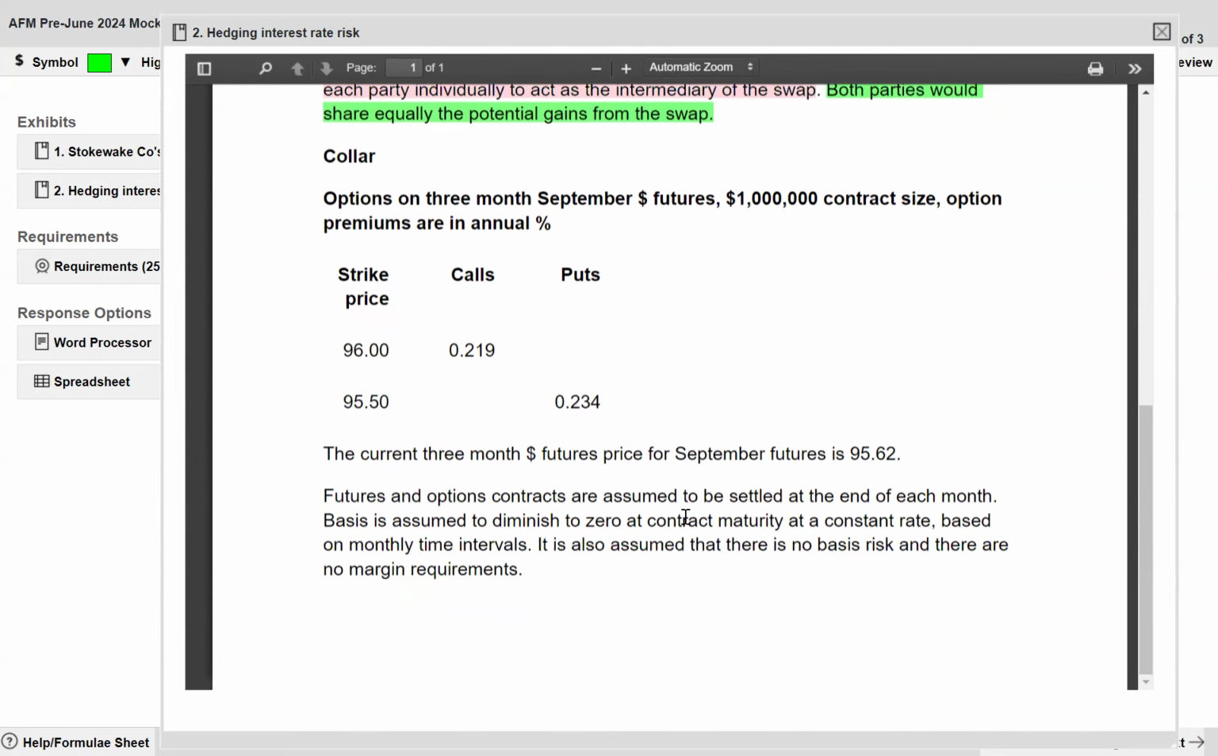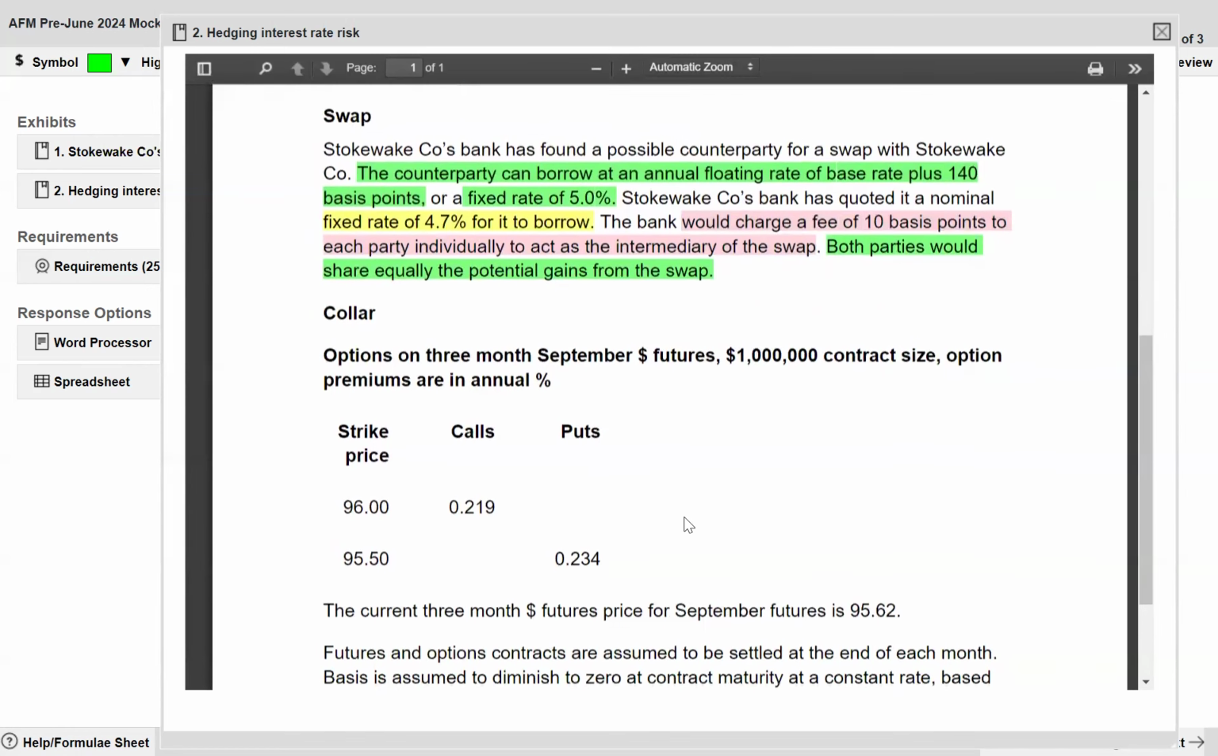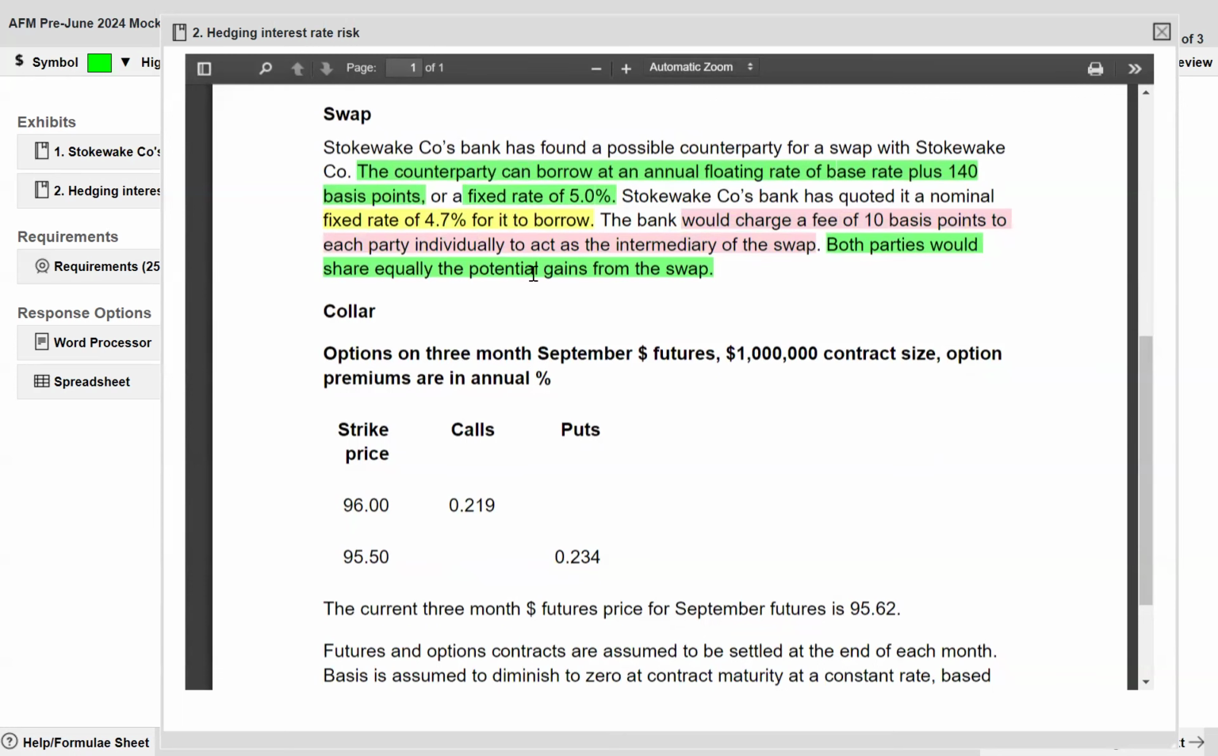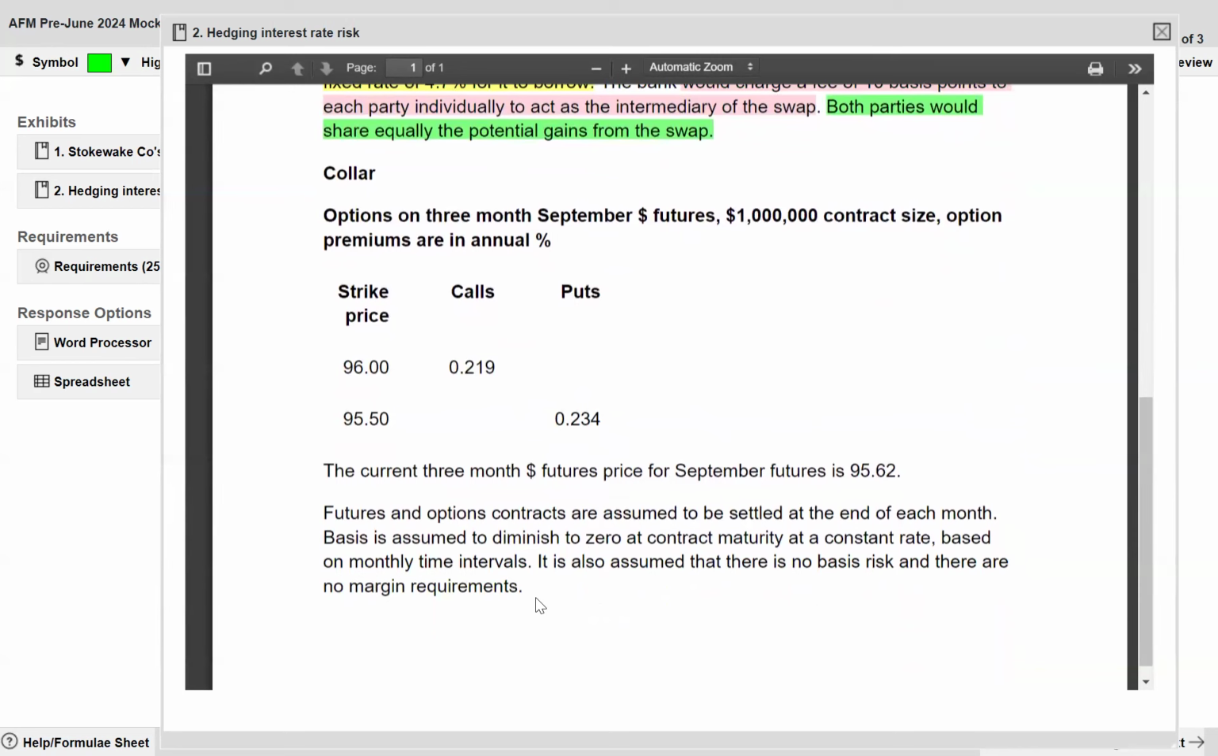We could just go right away to the swap, but let's first understand what the collar is all about. In an exam, if you know how to do the swap, you could first utilize this information, calculate the swap, and come back and pick the collar.